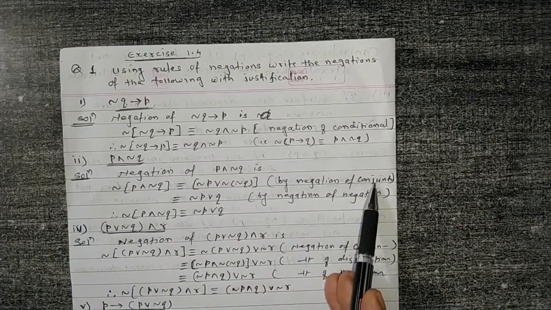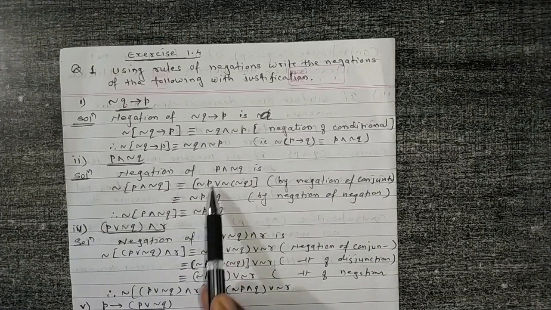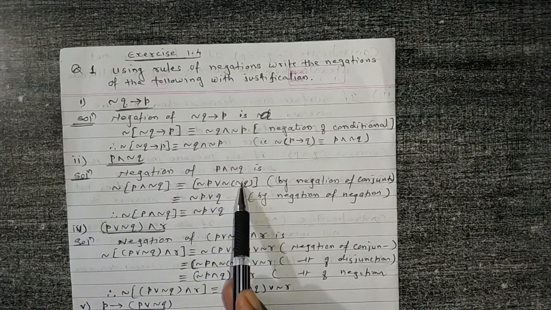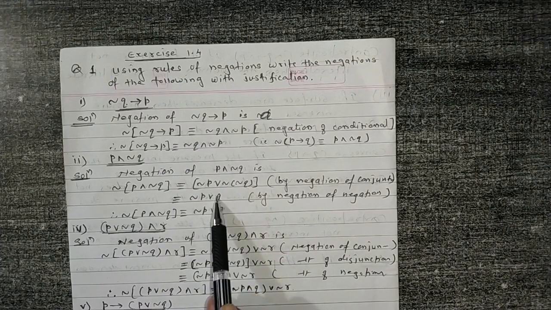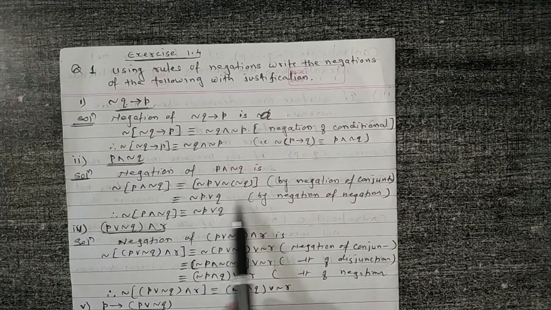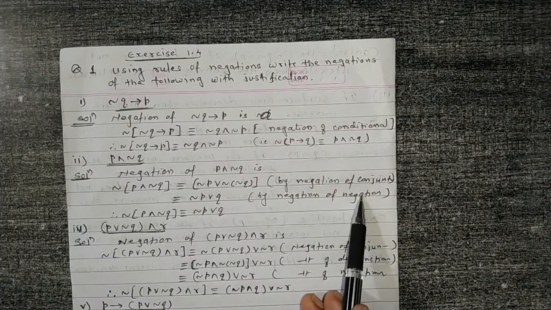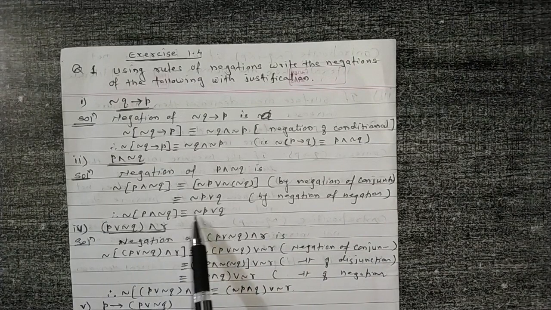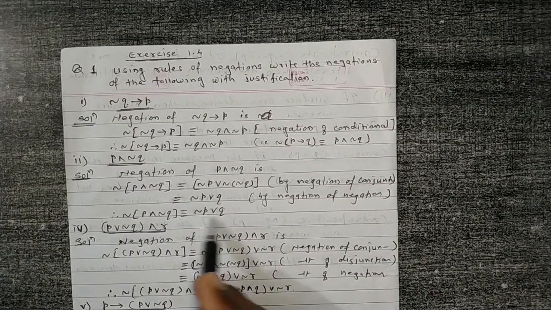Now this is the justification. That is equivalent to negation P as it is disjunction, again negation of negation. By using the rule of negation, it becomes Q. Therefore, negation P disjunction Q by negation of negation. Therefore, the negation of P conjunction negation Q is equivalent to negation P disjunction Q. Now, this is the negation of the given statement.